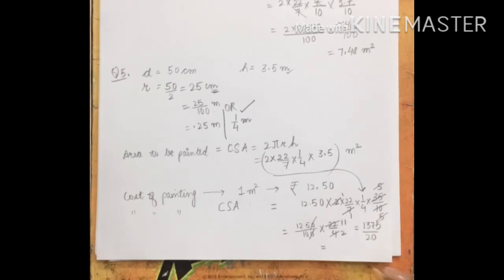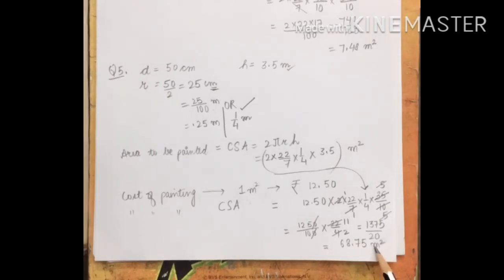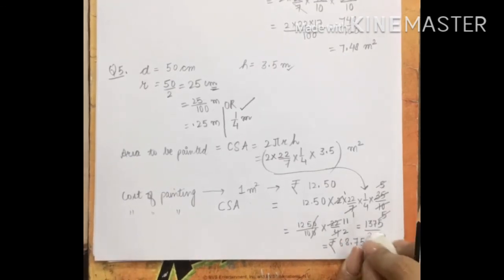By division, this comes out to be 68.75. Sorry, it's not meter square, it's the cost, so the answer will be in rupees. It will not be meter square. Be careful with the units.